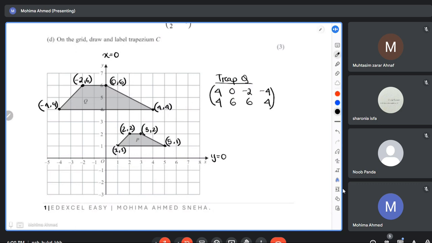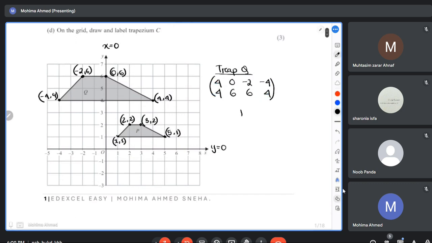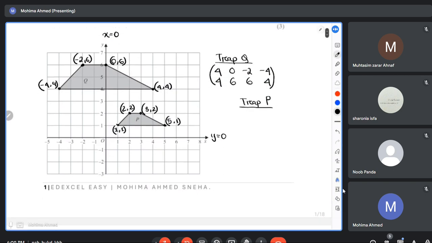Now, this is how you're going to write down the coordinates for trapezium Q and trapezium P. So this is the arrangement. You can clearly see the x-axis goes on top and the y-axis goes on the bottom. And similarly for trapezium P, I'll do the same working. If there is any problem you cannot understand, certainly I can speak in Bangla in between. No problem with that.